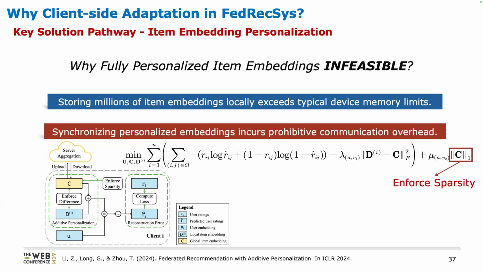The training objective in the middle shows how it balances three terms: the Euclidean reconstruction loss over observed ratings, an L2 penalty to keep local offsets far from the global core, and an L1 penalty on C to enforce sparsity. This design slashes both memory and communication overhead while still capturing those fine-grained user-specific item nuances, making personalized item embedding feasible even for large catalogs.